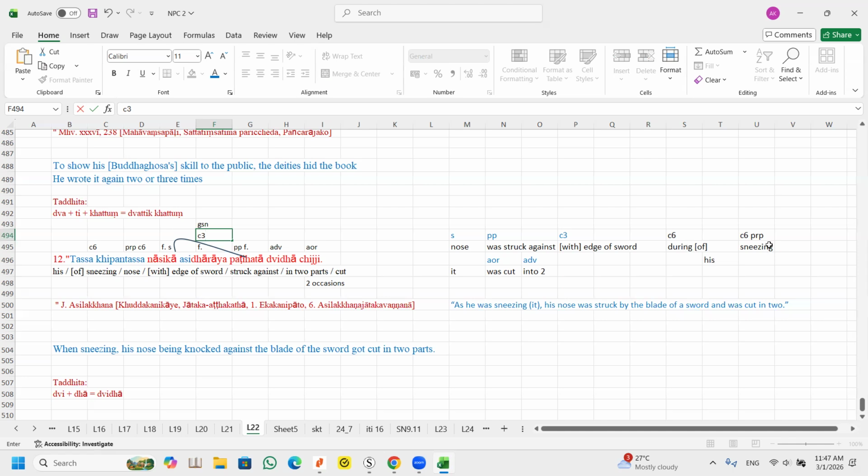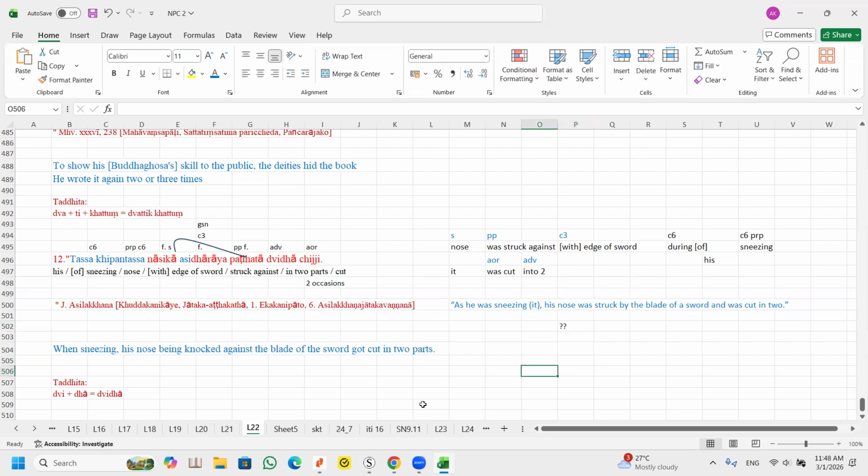Can you see this? So that means the sneezing was so strong that it appeared that his nose was being somehow or the other, like a simile, telling that during the sneezing his nose was cut, something like that. So this one is really difficult. So the final one is: as he was sneezing, his nose was struck by the blade of the sword and was cut into pieces. This one, the logic of translation is like that.